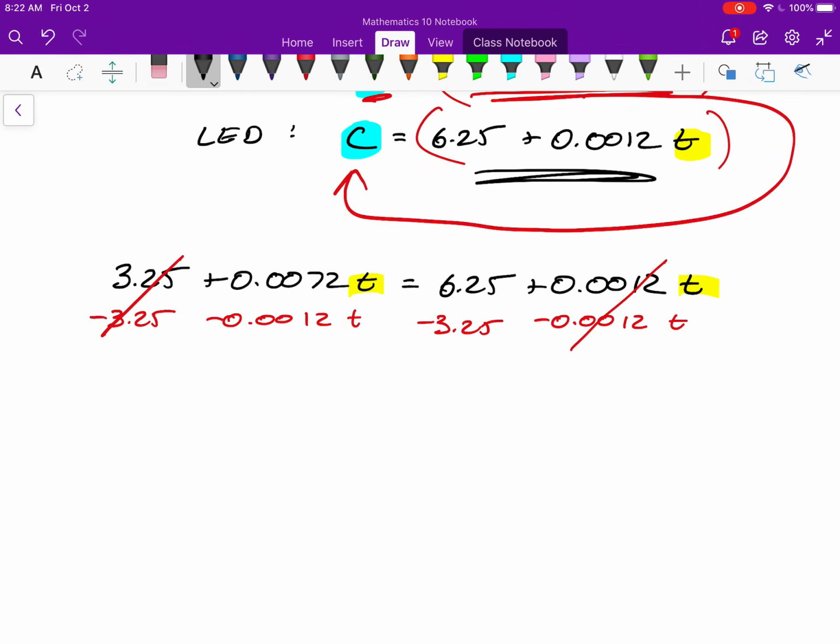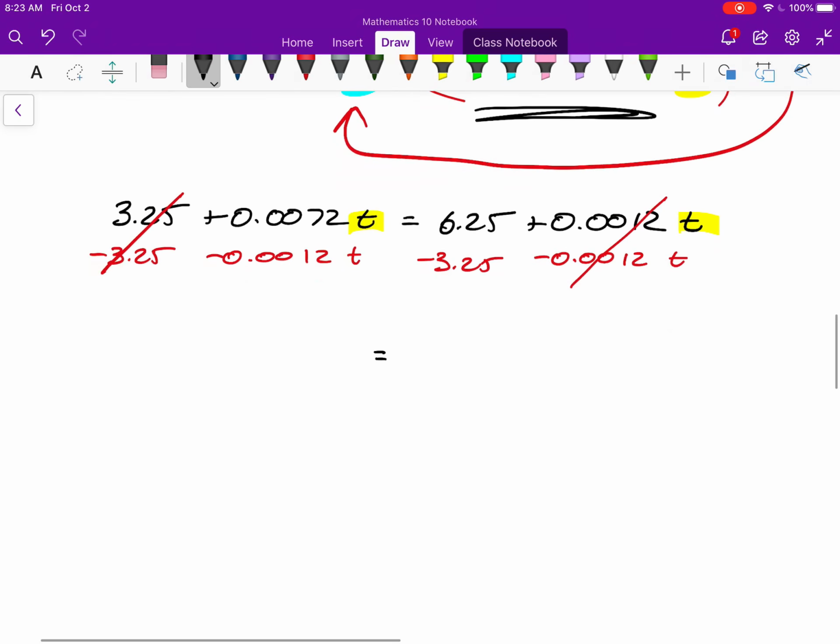But on the left-hand side, I have 0.0072t, take away 0.0012t. Feel free to use a calculator. You get 0.006t. On the right-hand side, I have $6.25 minus $3.25. That's exactly 3.